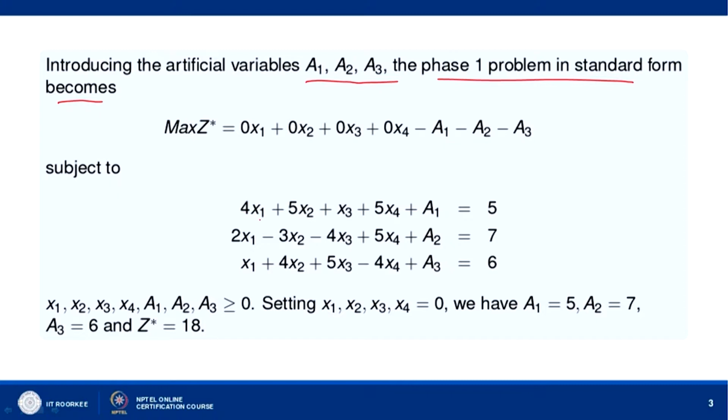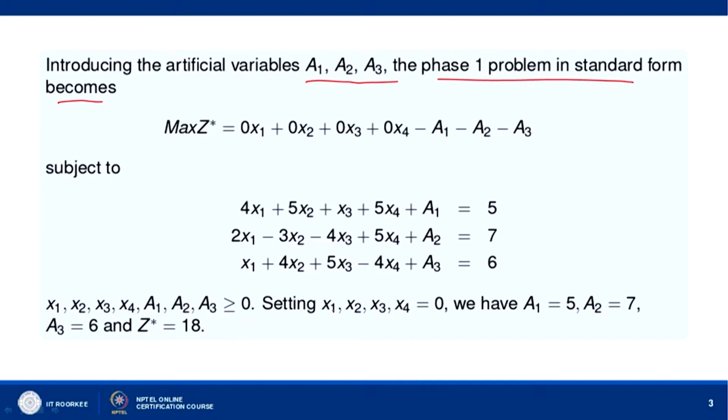So, subject to the constraints, the equations are now 4x1 plus 5x2 plus x3 plus 5x4 plus a1 equal to 5, and 2x1 minus 3x2 minus 4x3 plus 5x4 plus a2 equal to 7, x1 plus 4x2 plus 5x3 minus 4x4 plus a3 equal to 6, where x1, x2, x3, x4, a1, a2, a3 are greater than or equal to 0.